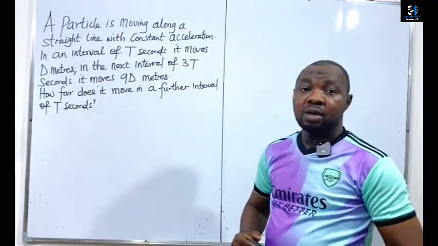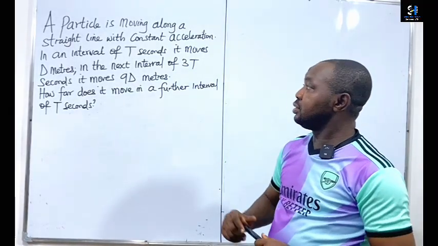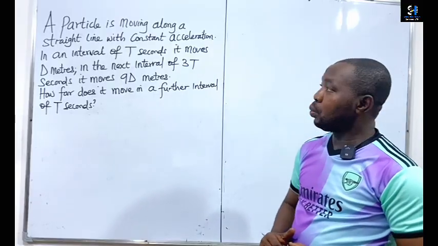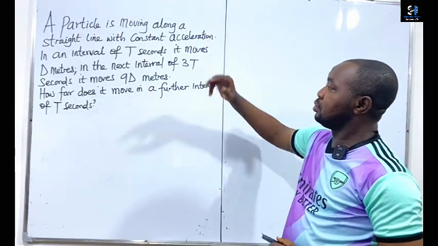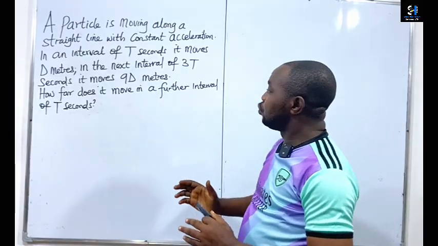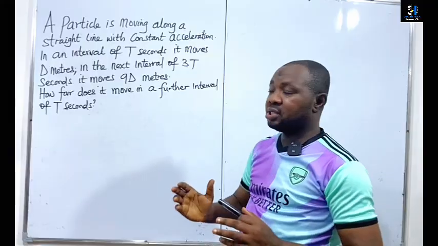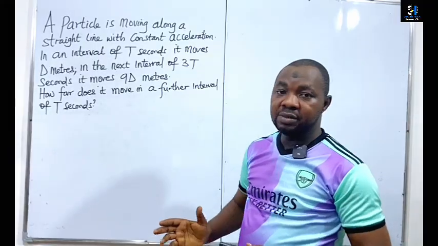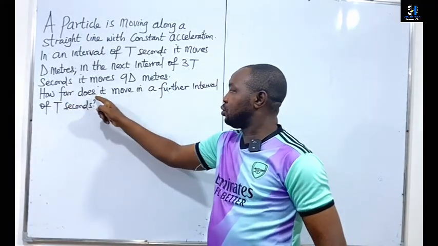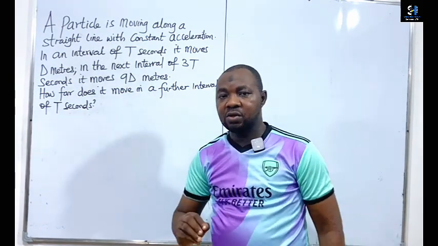On the board is another question about velocity and acceleration, and I read: a particle is moving along a straight line with constant acceleration. In an interval of t seconds, it moves d meters. In the next interval of 3t seconds, it moves 9d meters. So our task is to find how far the particle moves in a further interval of t seconds.